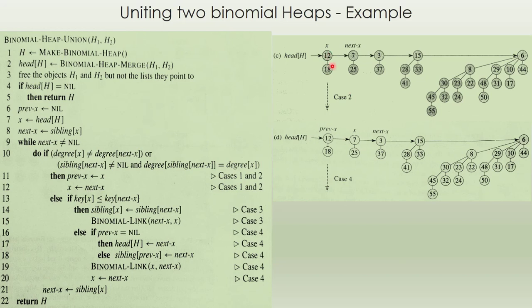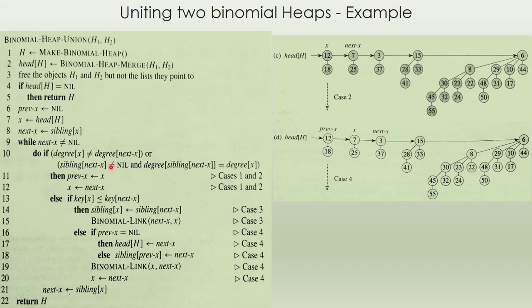Now X is pointing to 12. Here X will be pointing to 7. Next X will be pointing to 3. Actually, initially prev X is nil. Now prev X is pointing to 12. You just look at this condition: degree of X not equal to degree of next X. For these two binomial trees, the degrees are the same. So this condition is false.